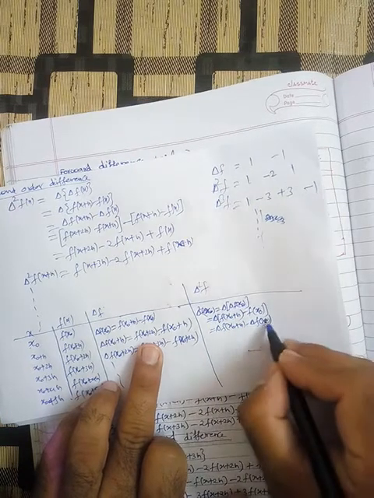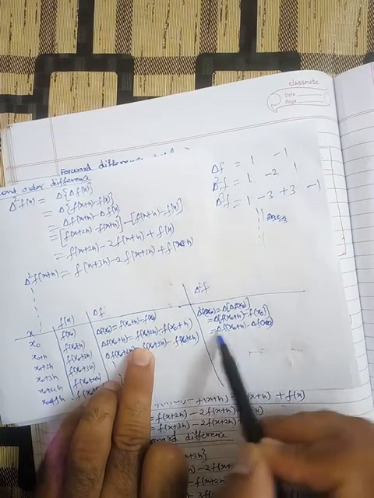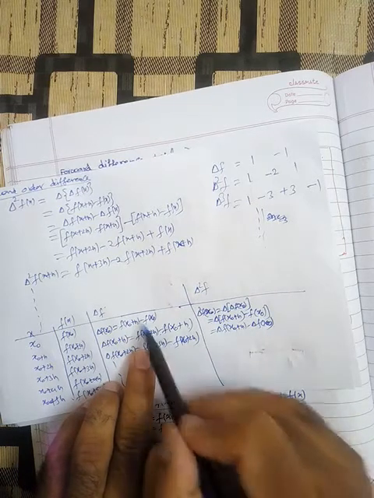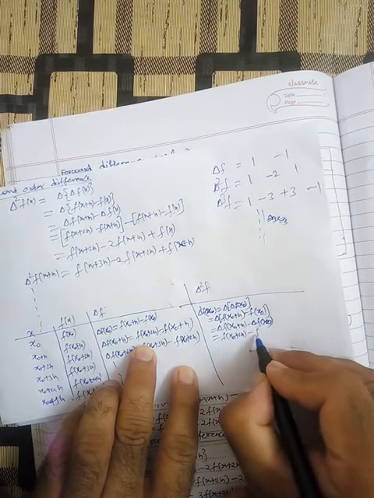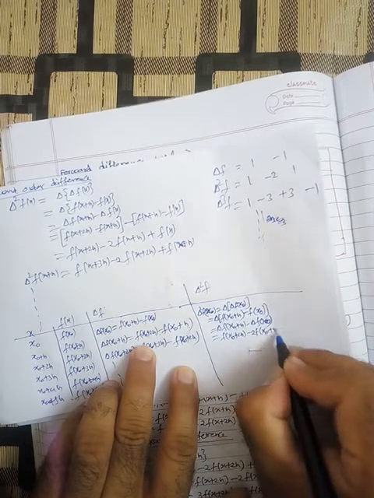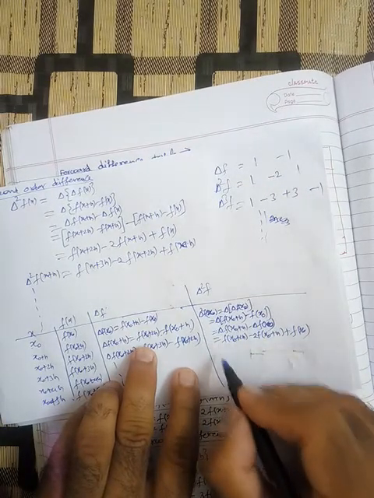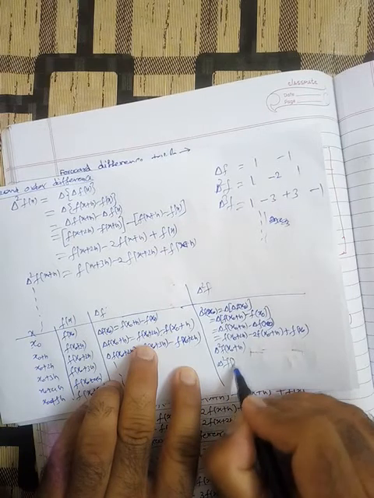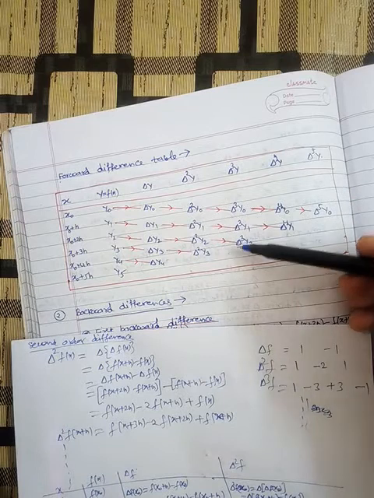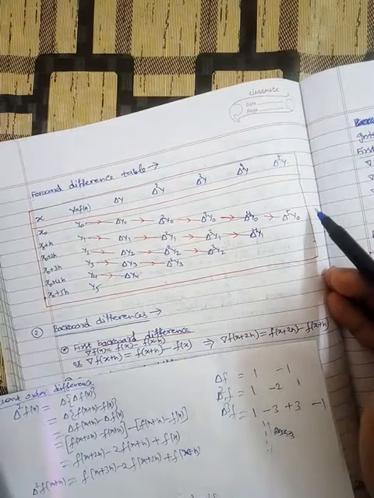We have already evaluated these values here. When you substitute these, we get f of x0 plus 2h minus twice f of x0 plus h plus f of x0. This is the second order difference. Similarly, you can find del 2 f of x0 plus h, del 2 f of x0 plus 2h, and so on. Similarly, third order difference, fourth order difference, fifth order difference, and after this we will not have any difference because we have a single value.